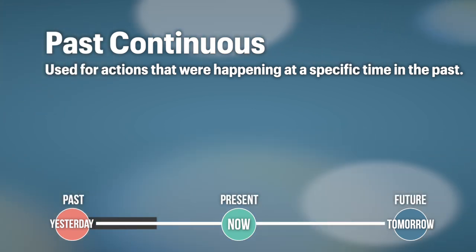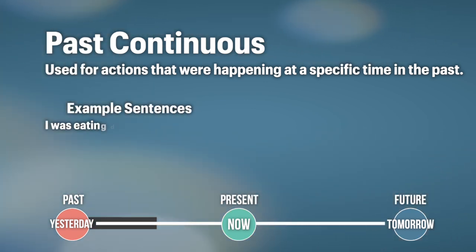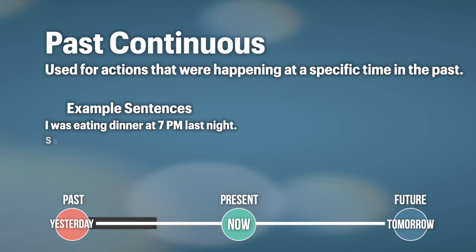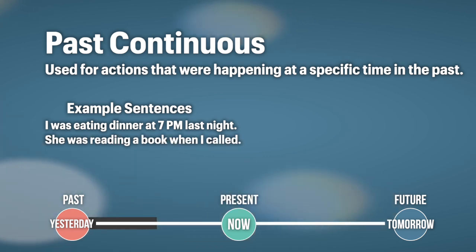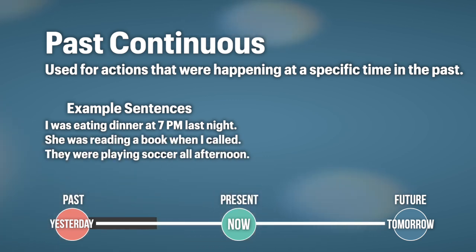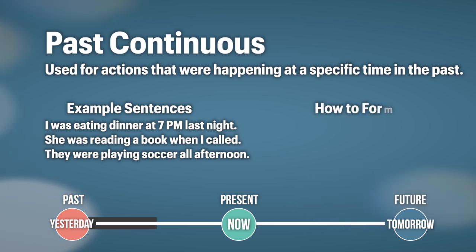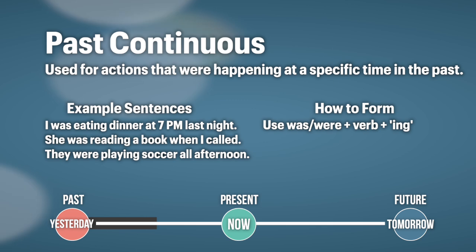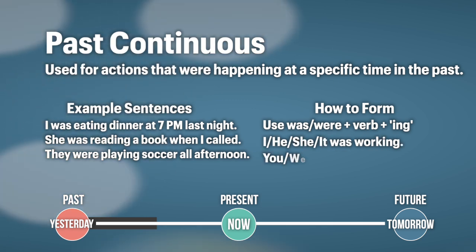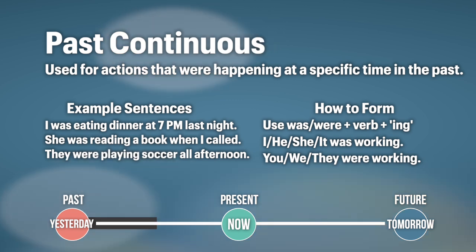The past continuous tense is used for actions that were happening at a specific time in the past. For example, I was eating dinner at 7 p.m. last night. She was reading a book when I called. They were playing soccer all afternoon. How to form the past continuous. Use was or were plus verb plus ing. I was working. You were working.